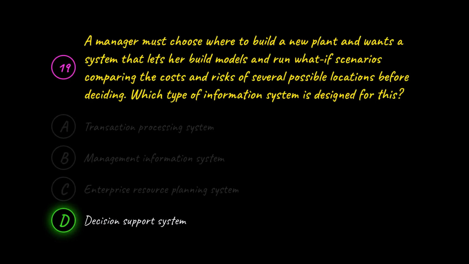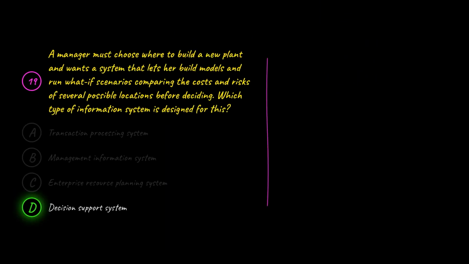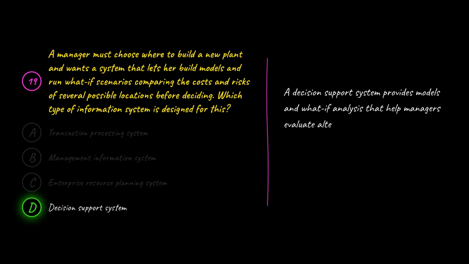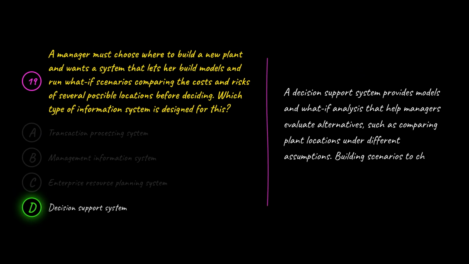The correct answer is D. Decision support system. D is correct because a decision support system provides models and what-if analysis that help managers evaluate alternatives, such as comparing plant locations under different assumptions. Building scenarios to choose among options is precisely its purpose.